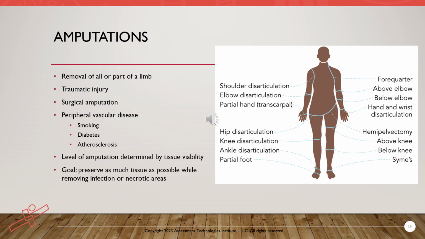An amputation is the surgical or traumatic removal of a limb or body part. The goal of a surgical amputation is to remove diseased or damaged tissue to prevent further infection and preserve as much function and mobility as possible.